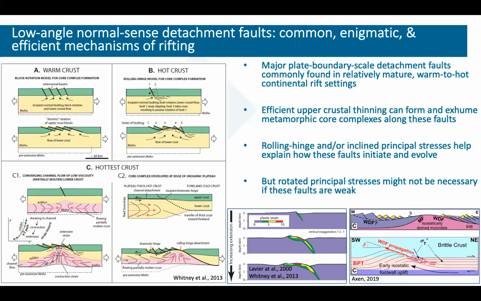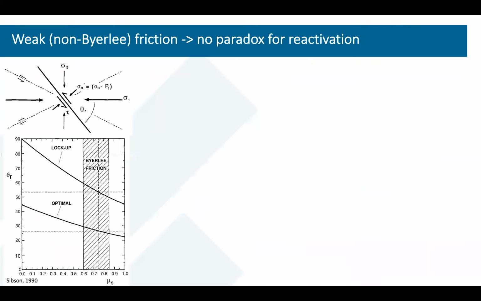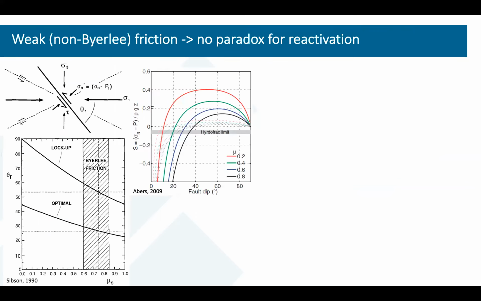I just want to point out that these rotated principal stresses might not be necessary if we allow the possibility that these faults are actually quite weak, which falls out of the geodynamic models that establish a rolling hinge. But basically the idea is that the mechanical paradox that I was just talking about all hinges on these rocks retaining Byerlee friction, even as the faults are more and more active.